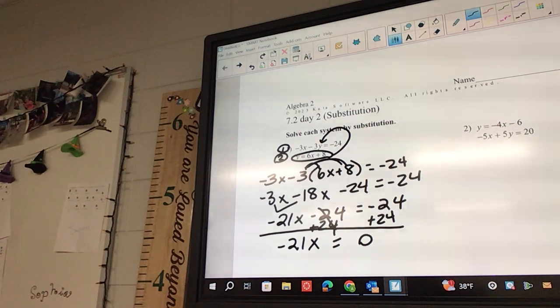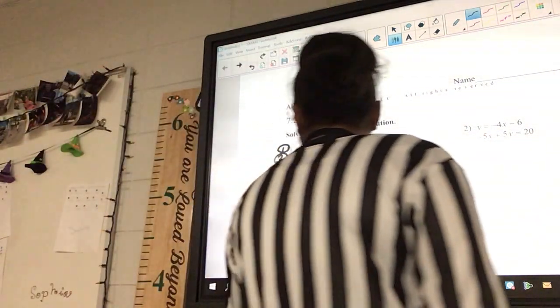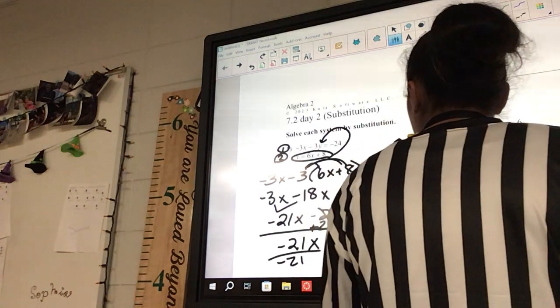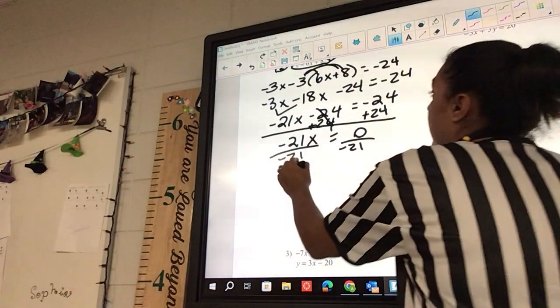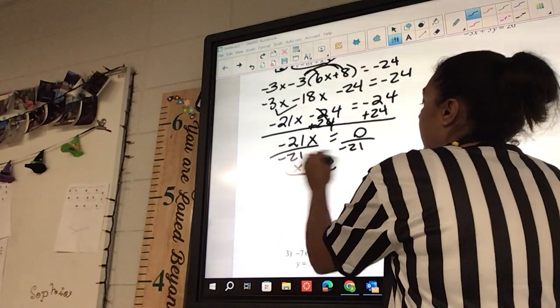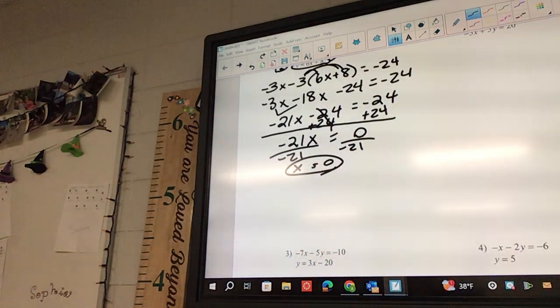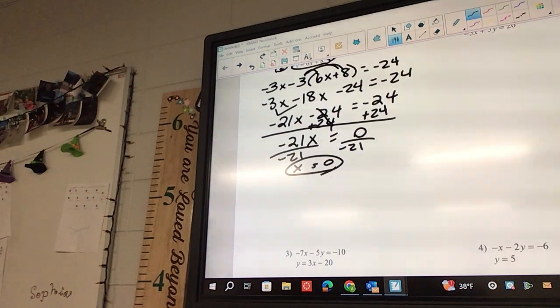Okay, and then what needs done? Divide by 21. Okay, what is 0 divided by negative 21? 0. Okay, so we got x equals 0. Okay, so our x is solved. Now, I know those of you that were not here, you're like, oh yay, we're done. We're not done. Okay, we are not done.